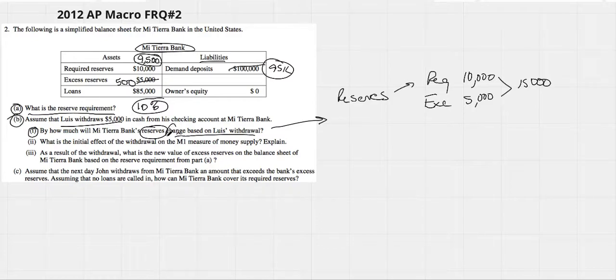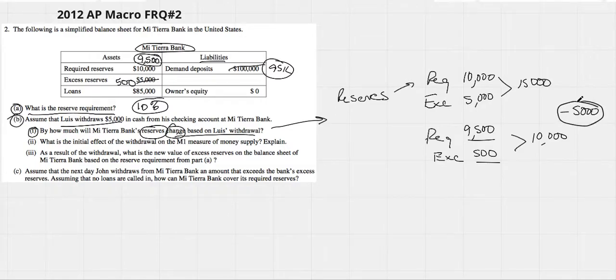Our change, obviously, is that excess went down to 500 and required went down to 9,500. Our change is $5,000. Can we see that? Now we have required reserves of 9,500 and 500 in excess, which gives us 10,000. We have lost $5,000. This should be straightforward, but you'd be surprised at how many people this question seems to confuse.